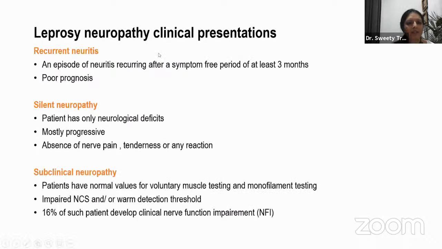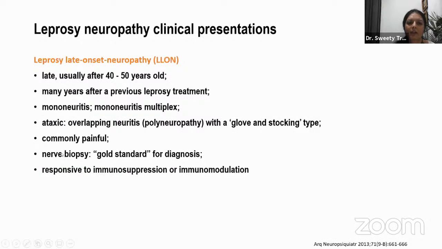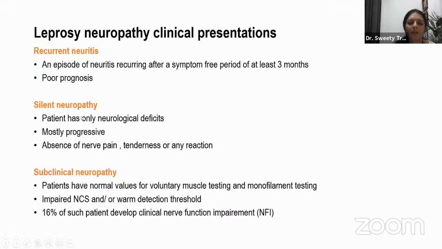Again, these are some salient neuropathies, recurrent neuritis. How to know whether it is a recurrent neuritis or late onset leprosy neuropathy, LLON? Late onset leprosy means the patient was treated, completed the treatment, has been well for some period of time, and then after a very long time, in years, again develops symptoms, and biopsy is the gold standard. In recurrent neuritis, however, the patient will have an episode of neuritis recurring after a symptom-free period of 3 months, and they occur in multiple distributions.